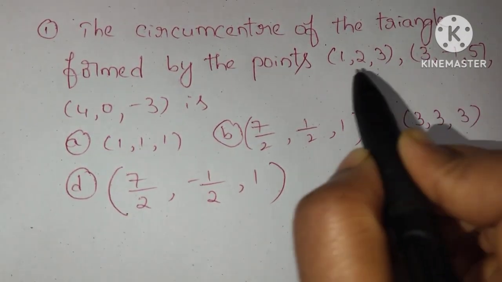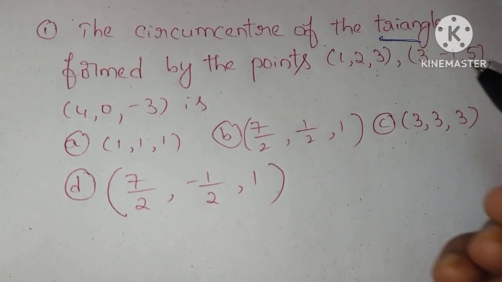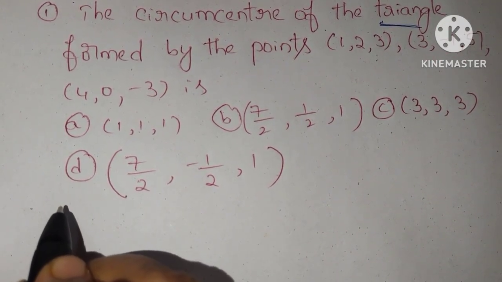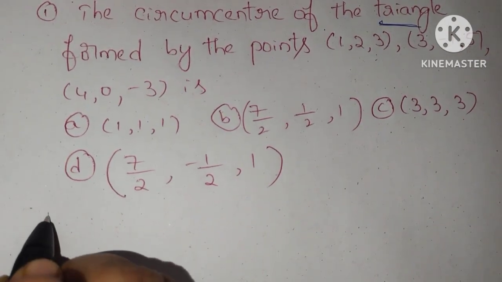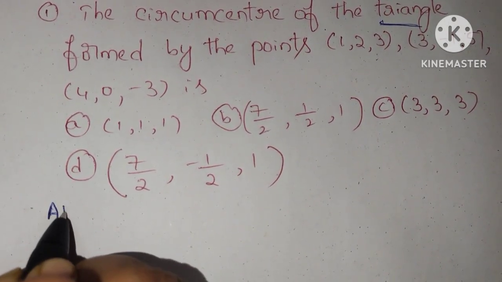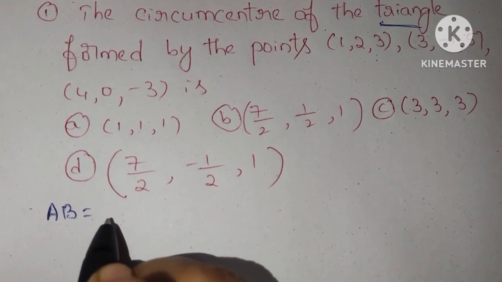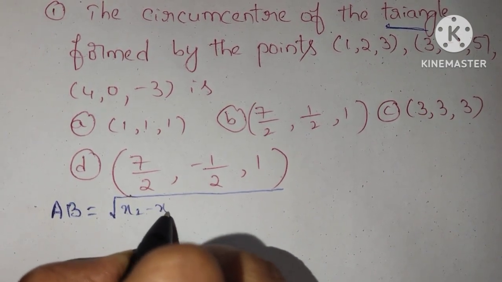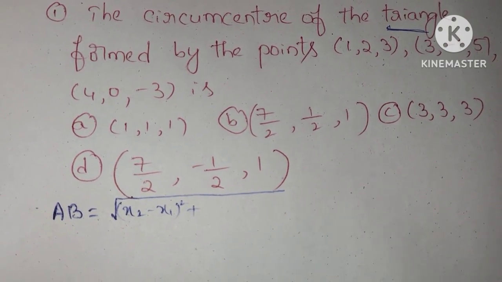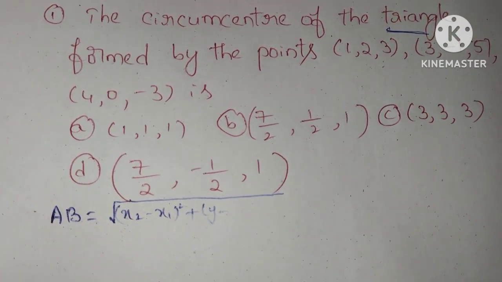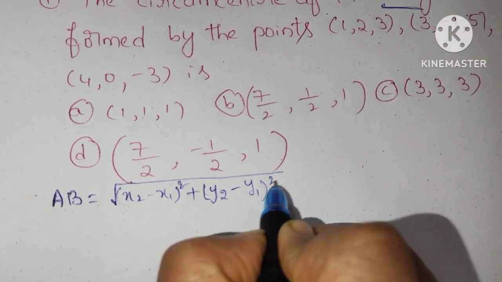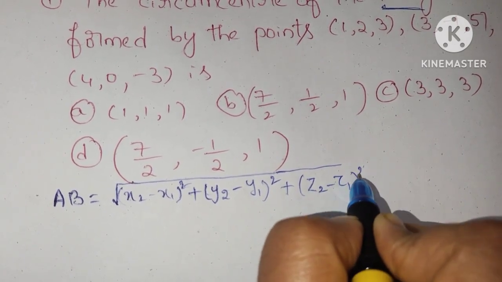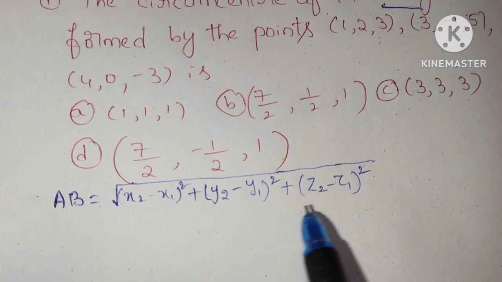These points will form which type of triangle? First we need to identify. How can we find? By using the distance between the points. What is the formula? Square root of (x2 minus x1) whole square plus (y2 minus y1) whole square plus (z2 minus z1) whole square. So this is the distance between 2 points.